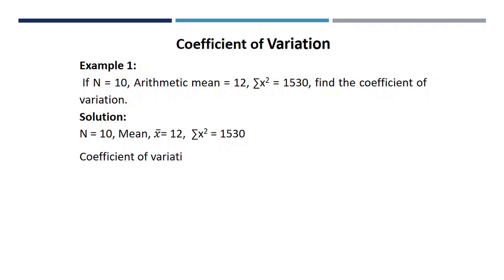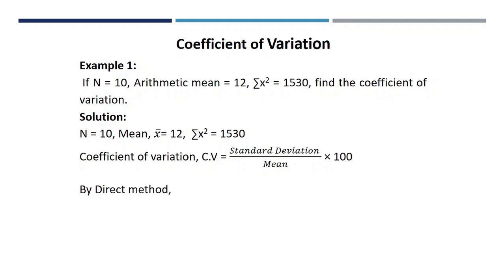According to the formula, coefficient of variation is equal to standard deviation of the distribution divided by arithmetic mean of the distribution, into 100. Now here we don't have the standard deviation, so first from the given data we have to find the standard deviation. By the direct method, the standard deviation sigma is equal to square root of sigma x square divided by n, minus x bar square.